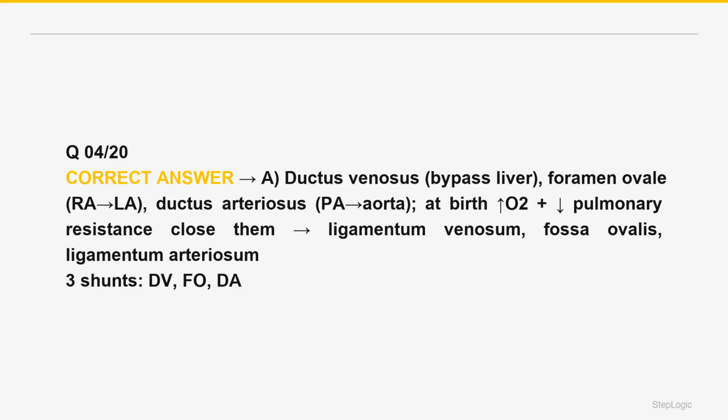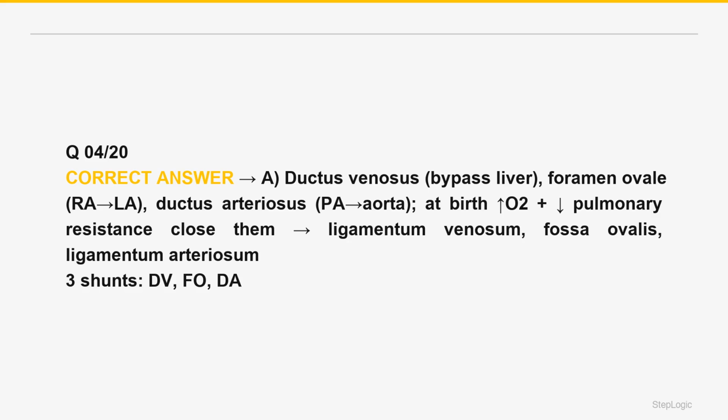The correct answer is A. At birth, the changes reverse the shunts. The first breaths drop pulmonary vascular resistance and raise arterial O2, which increases left atrial pressure and functionally closes the foramen ovale, leading to the fossa ovalis. The rise in O2 and fall in prostaglandins close the ductus arteriosus, leading to the ligamentum arteriosum.